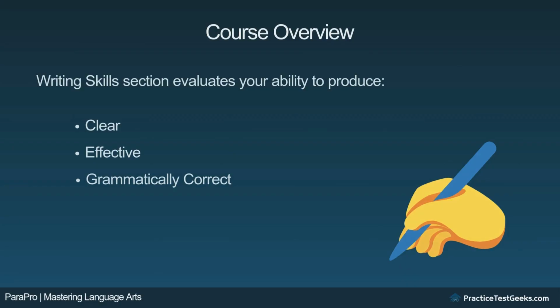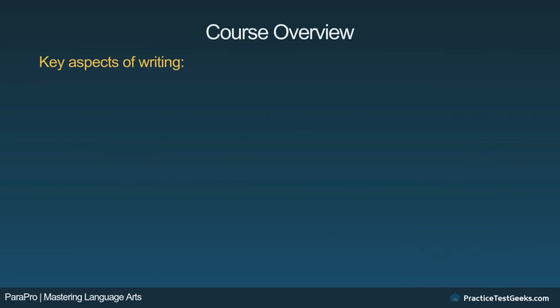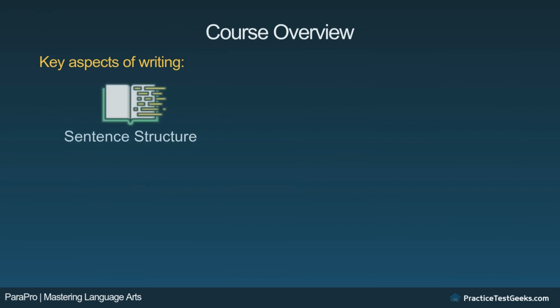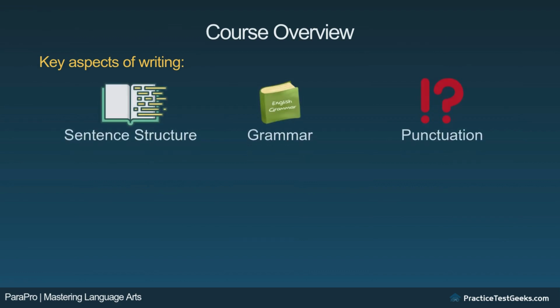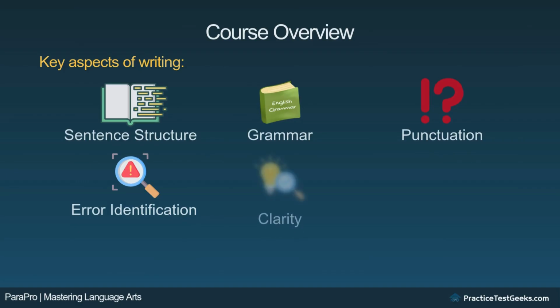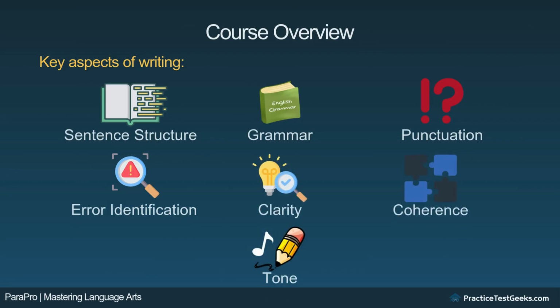on the test. This lesson focuses on key aspects of writing, including sentence structure, grammar, punctuation, error identification, clarity, coherence, and tone. By mastering these skills, you'll improve your performance on the ParaPro assessment test and enhance your ability to communicate effectively in an educational environment.